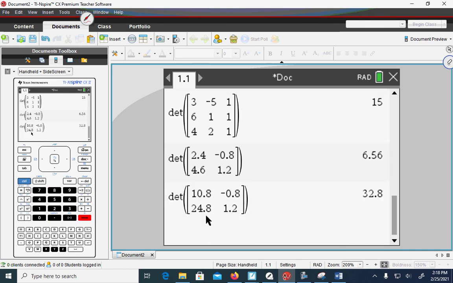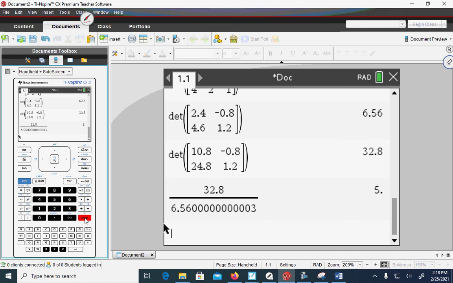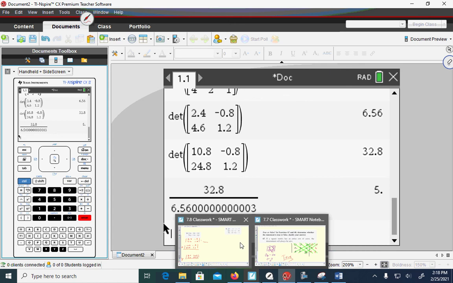Then to find out what x is equal to, I'm going to take this 32.8. So I'm going to go up and grab that answer, and I'm going to divide it by that 6.56. And I'm going to get 5. So let me do the other one before I go write everything down.